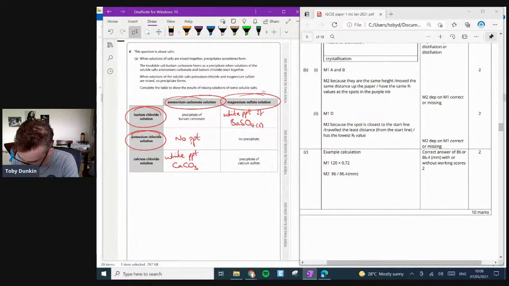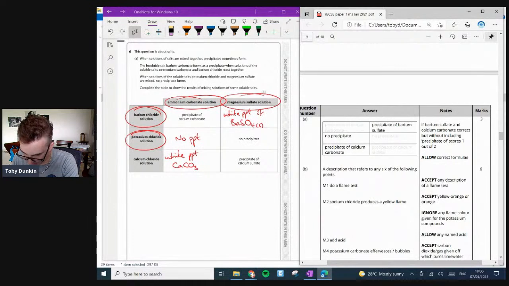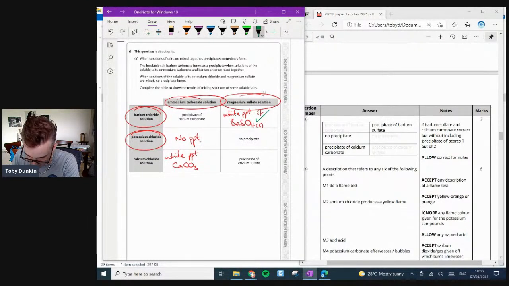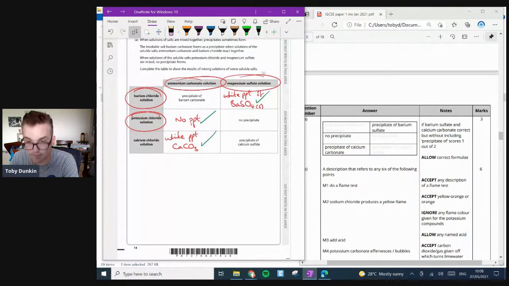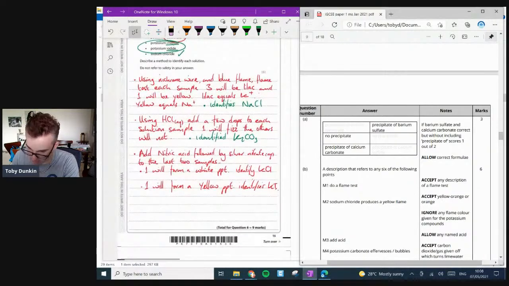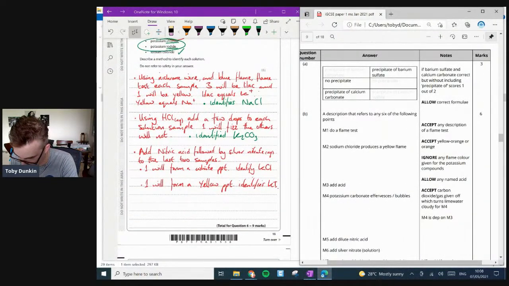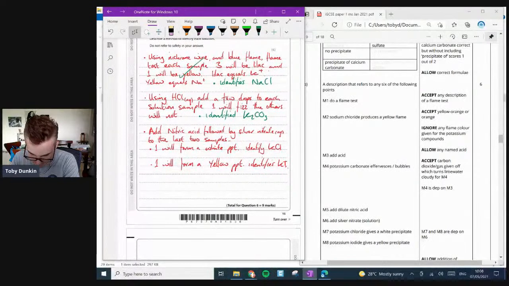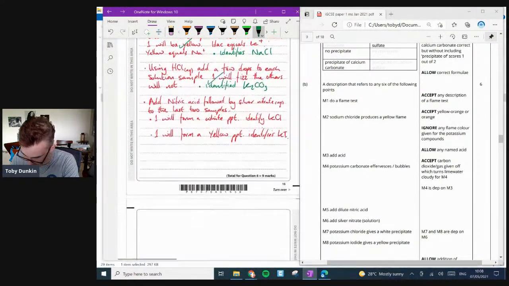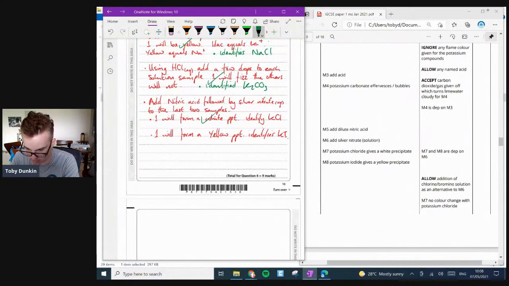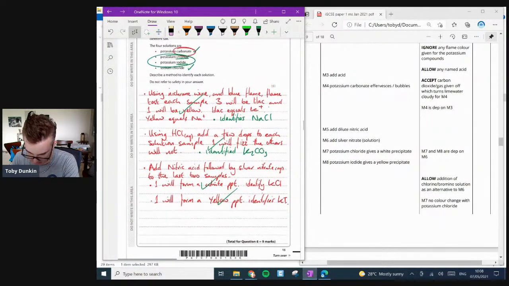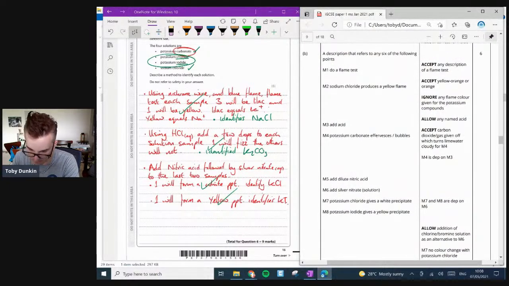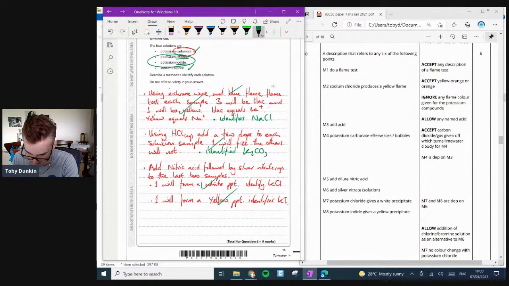Then white precipitate. Precipitate of barium sulfate. No precipitate. White precipitate of calcium carbonate. Correct formula allowed. This one was grim. Do a flame test. Sodium chloride produces yellow. Add acid, sodium carbonate fizzes. Add nitric acid, silver nitrate, gives yellow and white. So where's the other 6? Oh, do flame test. Oh, right, okay. Use HCl. Okay, fine. I'll take that.